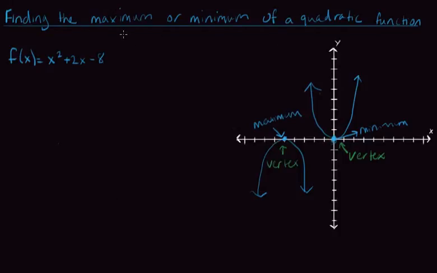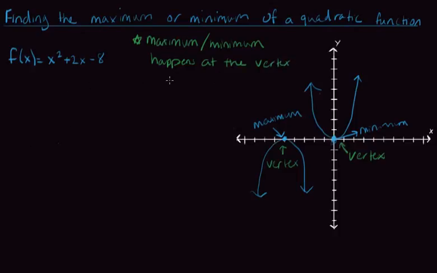So basically, an upward facing parabola has a minimum, and the minimum happens at the vertex. A downward facing parabola has a maximum, and the maximum happens at the vertex. So the important thing to remember is that the maximum or minimum happens at the vertex.